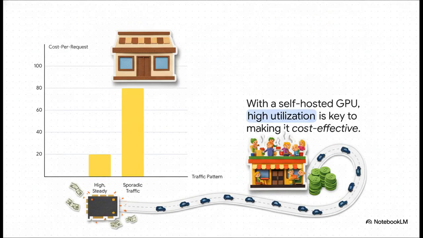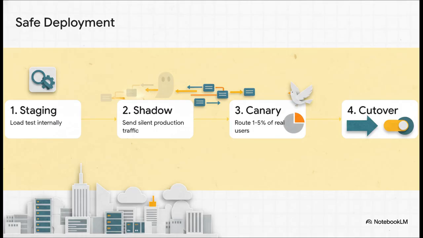And this chart shows you exactly why that matters so much. If you've got high, steady traffic, your cost per request can actually be way lower than an API. But if your traffic is sporadic, oof, that idle GPU is just burning cash. You are paying rent on an empty restaurant, and that makes every single request incredibly expensive. Utilization is everything here.